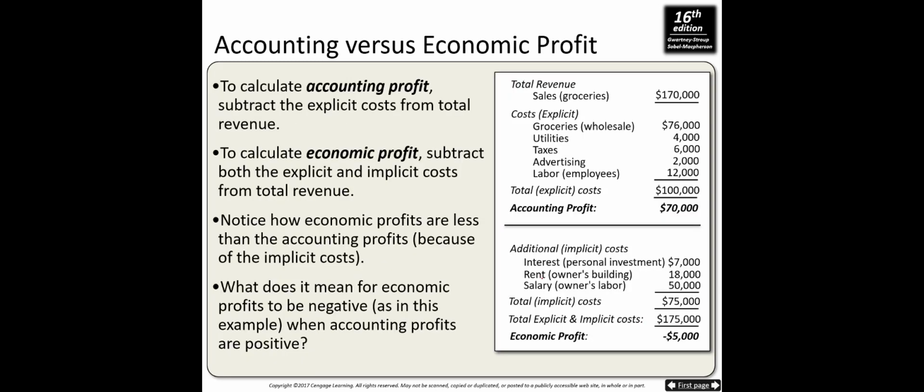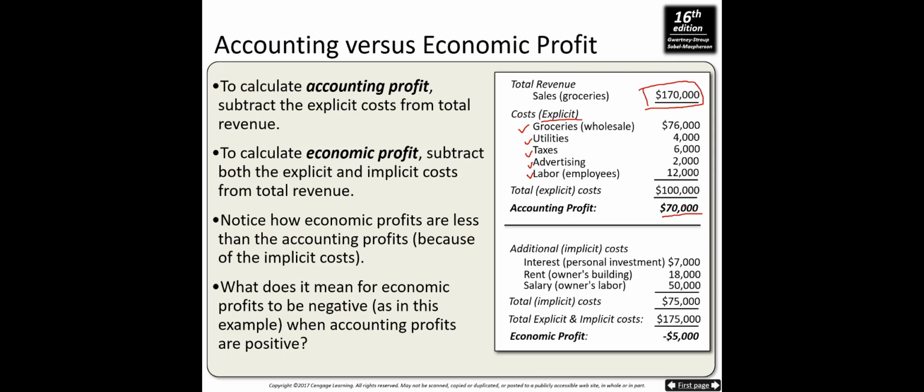So let's look at one example. To calculate accounting profit, we need to subtract only the explicit cost from total revenue. So let's look here, total revenue is 170K, and you are going to subtract only monetary payments: grocery, utilities, taxes, advertising, labor. So total explicit cost is 100K, accounting profit is 70K.